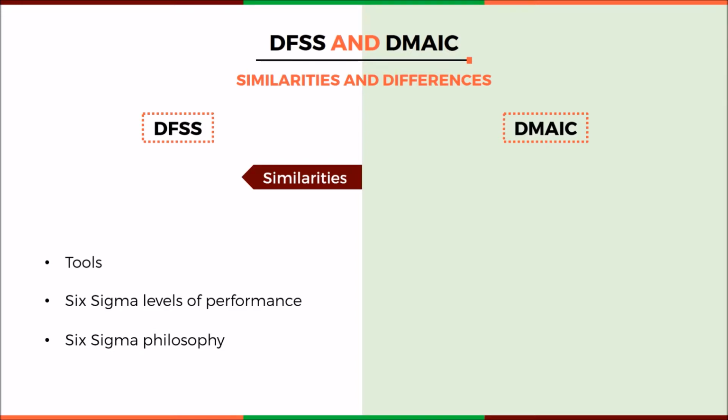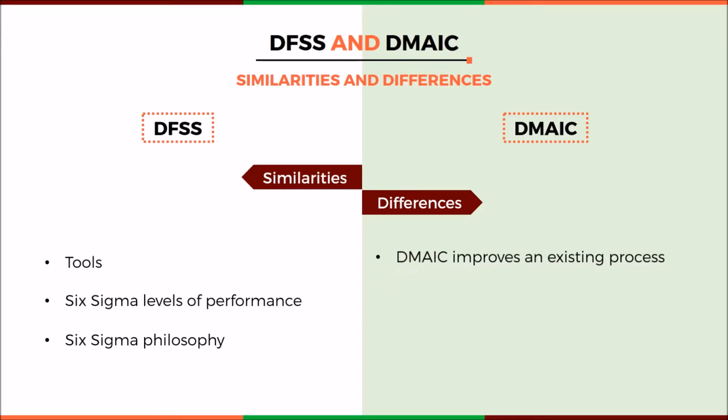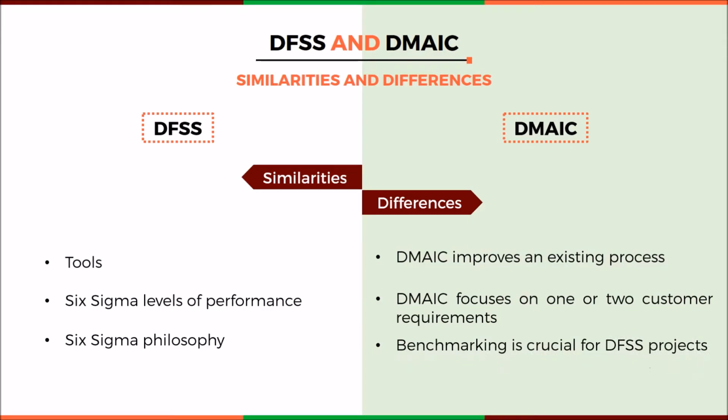Now, the differences between DMAIC and DFSS. DMAIC is different from DFSS because DMAIC improves an existing process, while DFSS improves an existing process and also ensures a new product or service meets customer requirements. DMAIC focuses on one or two customer requirements, while DFSS focuses on all customer needs. Benchmarking is crucial for design for Six Sigma projects, but it is not so for DMAIC.